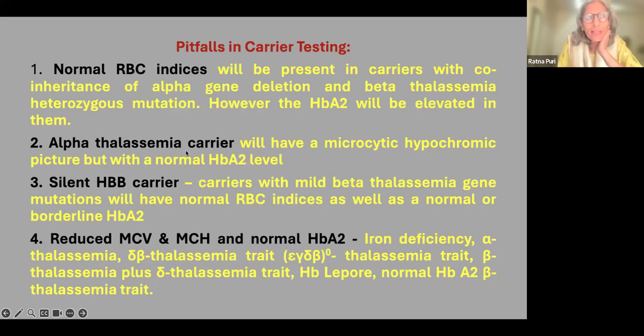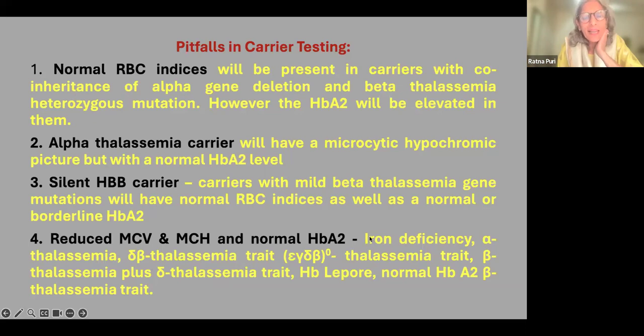So an alpha thalassemia carrier is also microcytic hypochromic, but will have a normal hemoglobin A2. That is when we suspect an alpha thal carrier. Silent beta carrier, I've already talked about. They have normal indices, may or may not have a normal A2. They can be within the borderline zone.